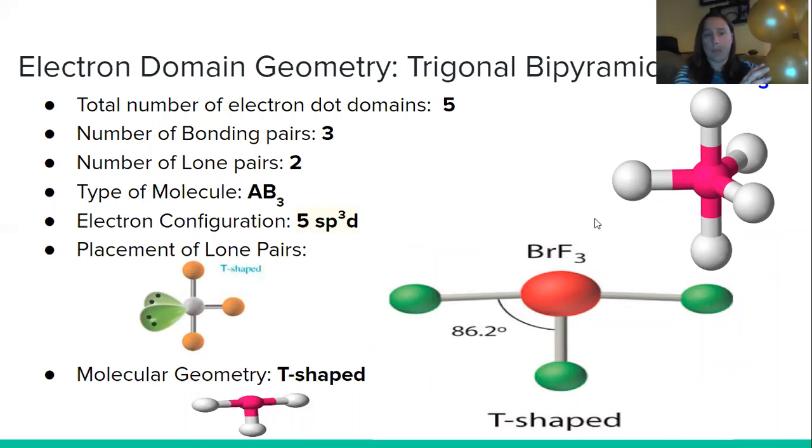Again, also in the trigonal bipyramidal electron domain geometry, we have what's called a T-shaped molecular geometry. The total number of electron domains is 5. There are 3 bonding pairs and 2 lone pairs, so there are 2 spots where there's no atom bonded. It's an AB3 molecule with a 5sp3d electron configuration. Again, there are 2 lone pairs attached to our bromine, and it is T-shaped.